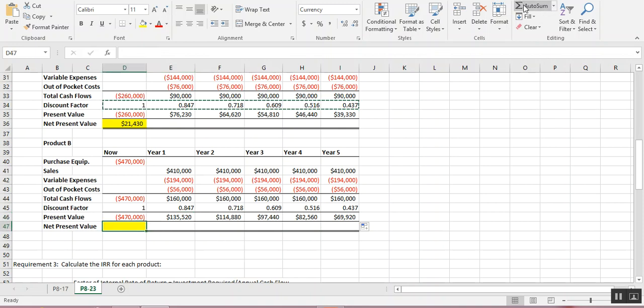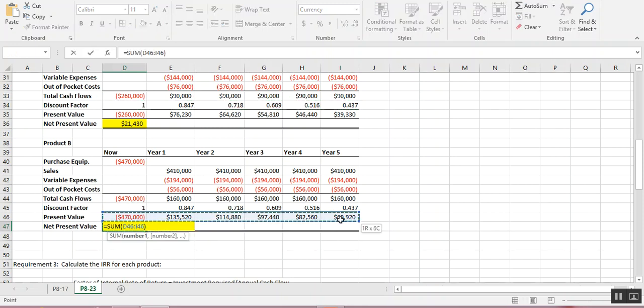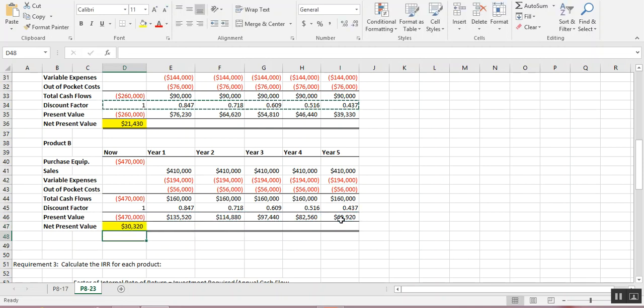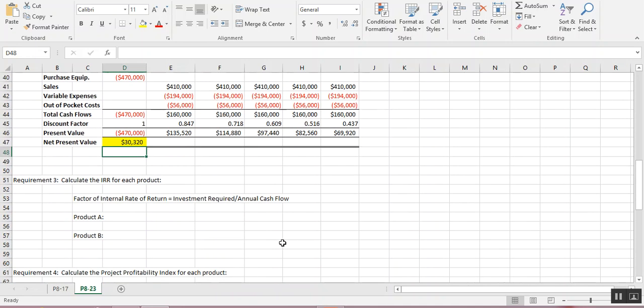So again, calculating our net present value, we're going to sum the present value of all of those cash flows. It gives us a net present value of $30,320. We're going to interpret that a little later when we decide how we're going to make a decision, but for now we're going to move on to requirement 3.